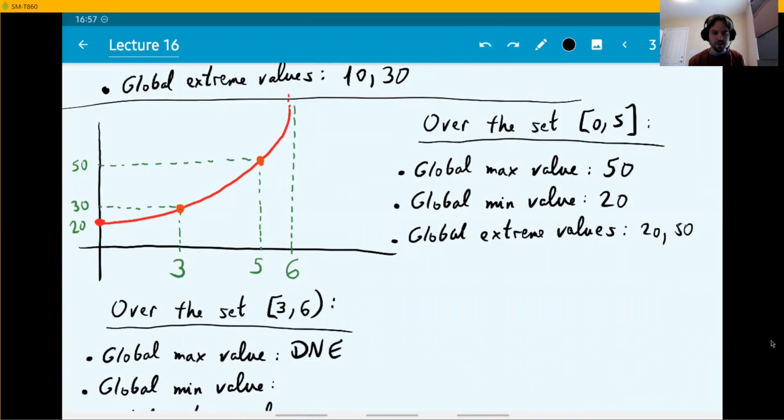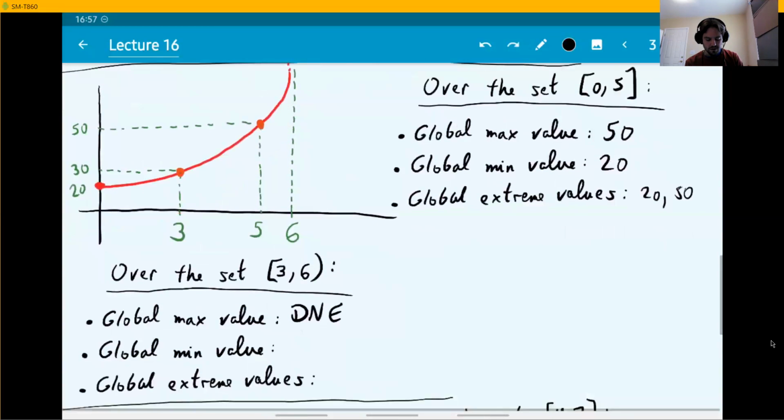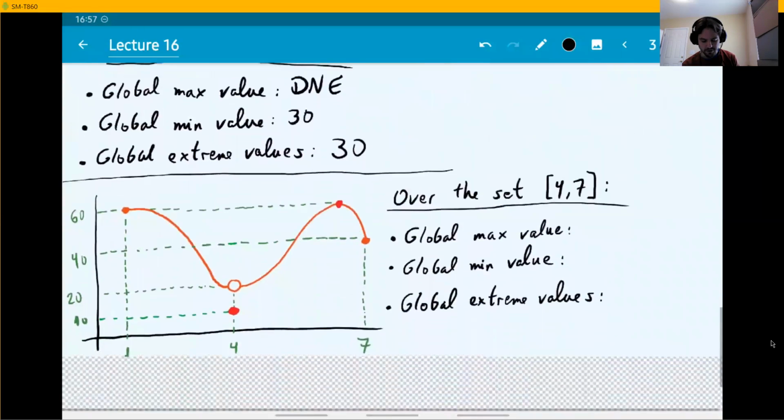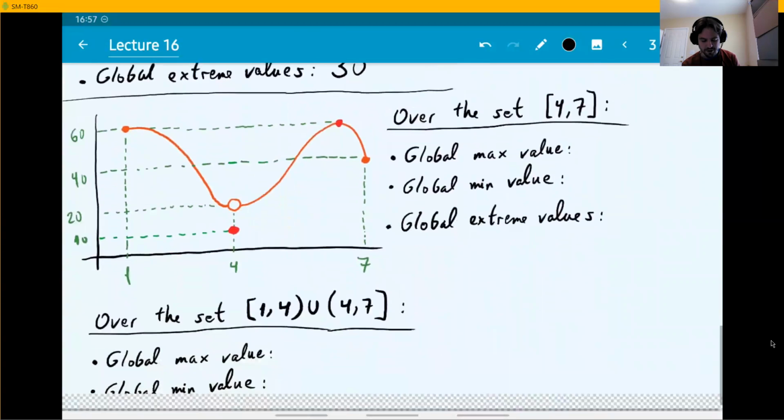However, there is still one global minimum value between 3 and 6. It is f of 3, which is 30. So what are the global extreme values over this piece? There is just one. There is just 30, and it is a minimum value. I hope this is really not that bad, not too difficult. Just one more example of these guys.